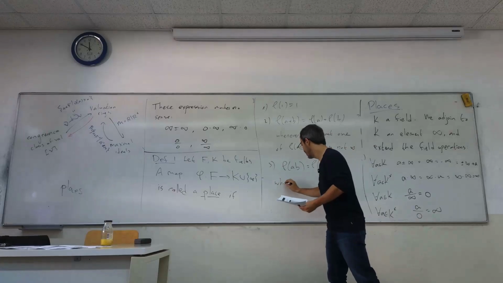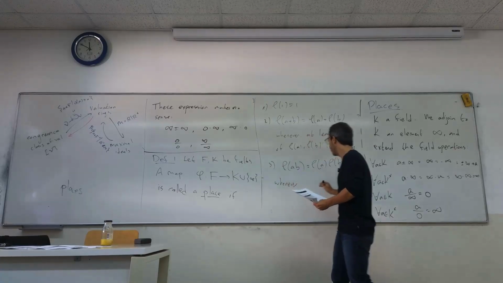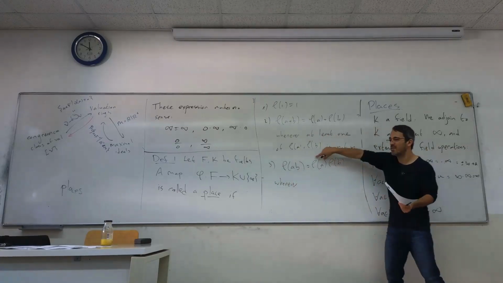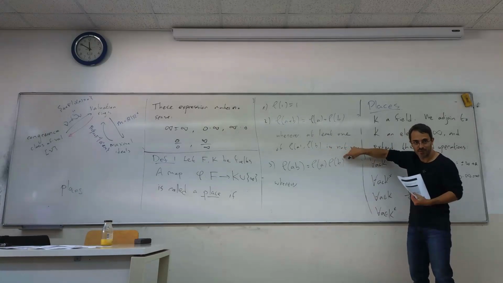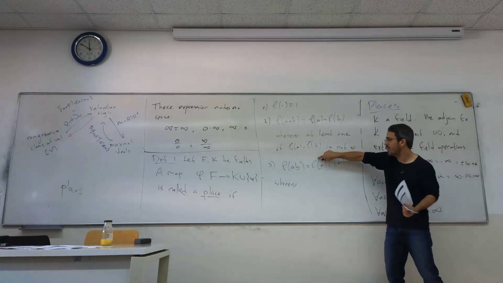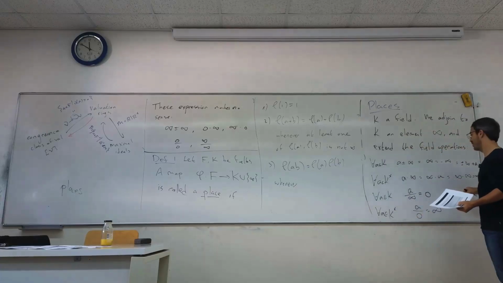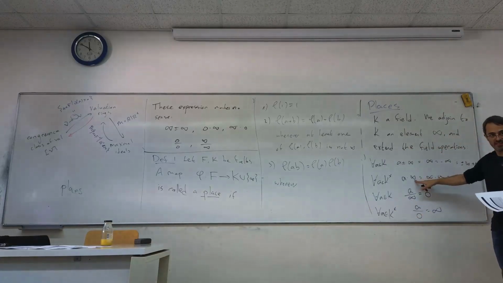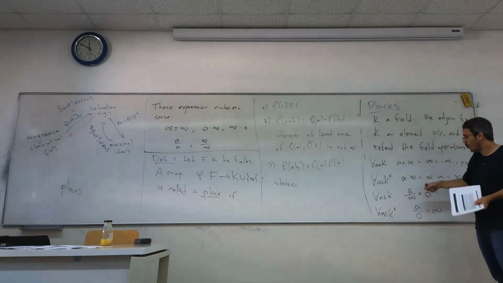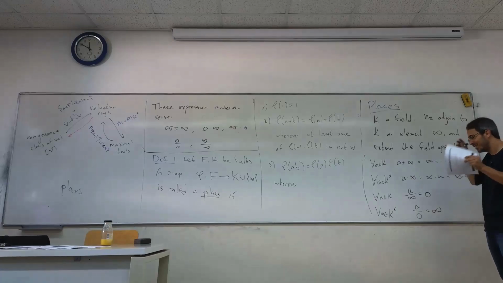And here, I mean, here also 0 is an issue, right? If one of them is 0 and the other is infinity, it shouldn't be defined. But if both of them are infinity, it's fine because infinity times infinity is defined. It's like you know that when you multiply two infinities, it should be infinity.